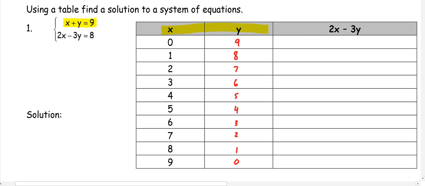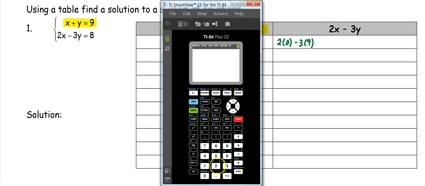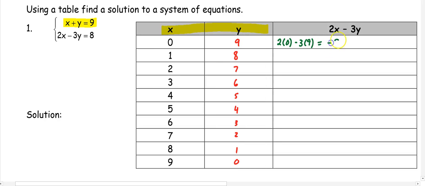In the first one, we would have 2 times 0 minus 3 times 9. I could do that by hand or in my head, or I could do it in my calculator. 2 times 0 minus 3 times 9 is equal to negative 27. We wanted it to equal 8, so we know that one can't be our solution. So we're going to continue going down the table.